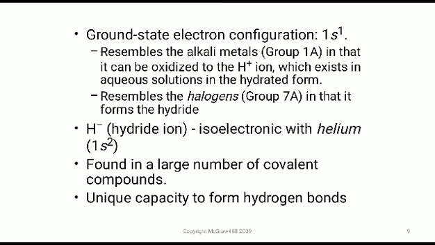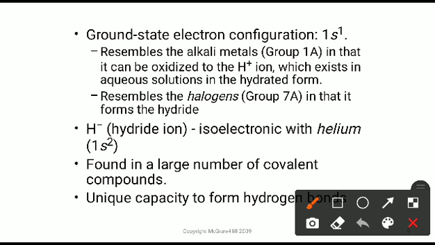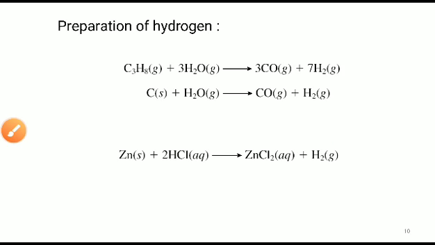Here, the ground state electronic configuration of hydrogen is 1s1, and hydrogen having a negative charge is called a hydride ion. This is isoelectronic with helium. This is found in a large number of covalent compounds.